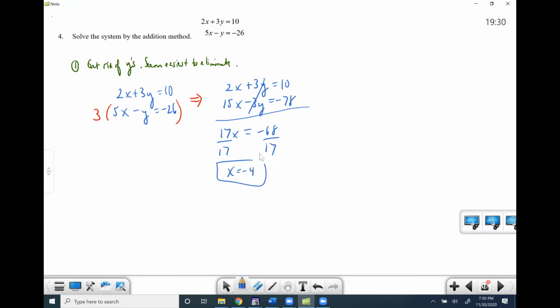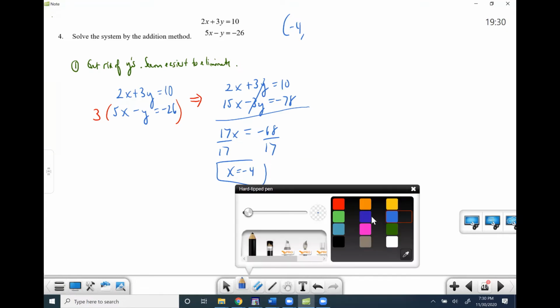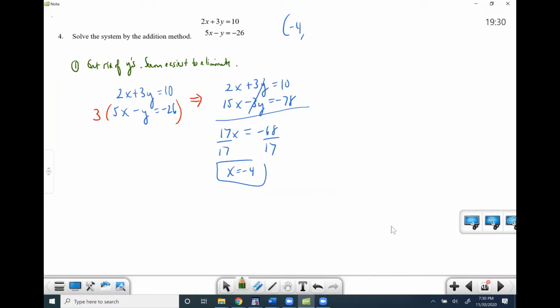Okay, now after you get your x, don't forget to get your y, right? So that looks a little bit differently here. So, oh, that's x. Okay, so you can plug that into either one of the beginning equations. Plug that into either of the original equations.